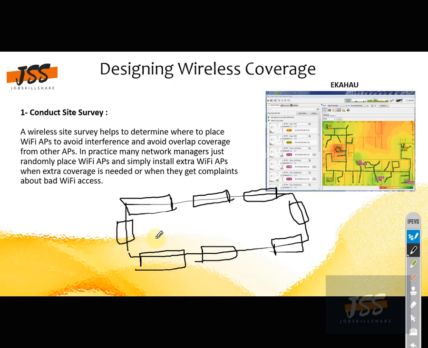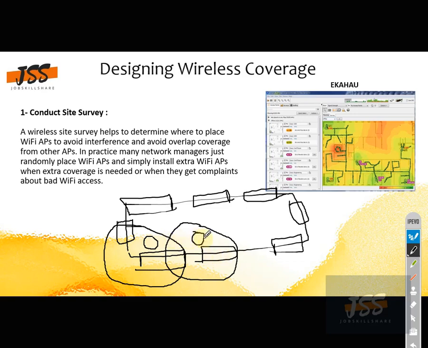I had to install those access points on the ceiling in such a fashion that, for example, if I install an access point here, at least this access point should have coverage to this room and this room. Then I need to install another access point somewhere here, so it will not only overlap, but it will cover this room as well.